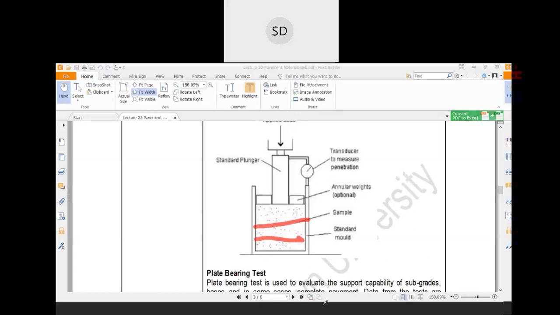In each layer you have to compact the soil sample with 25 hammering blows. After 25 blows in the first layer, you can place the second layer. Then again, you go for 25 blows, and then the third layer. Now after putting the third layer, you have to cut the excess soil from the mold.